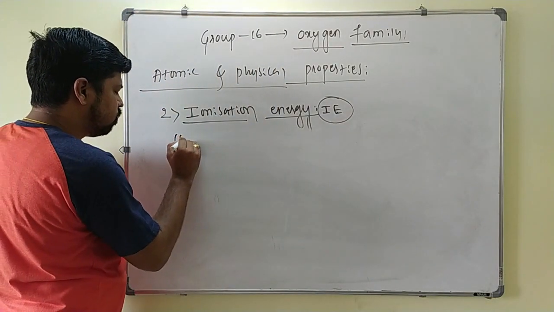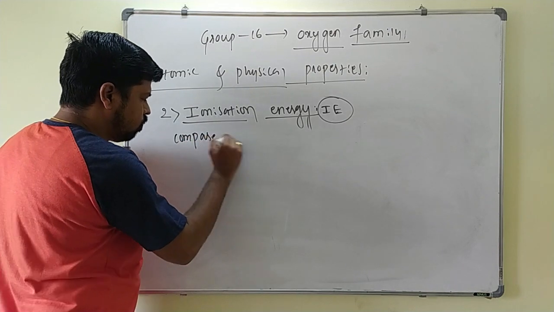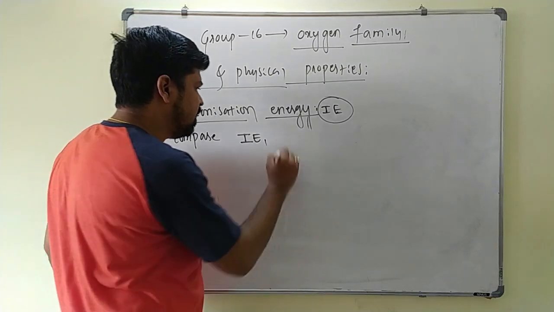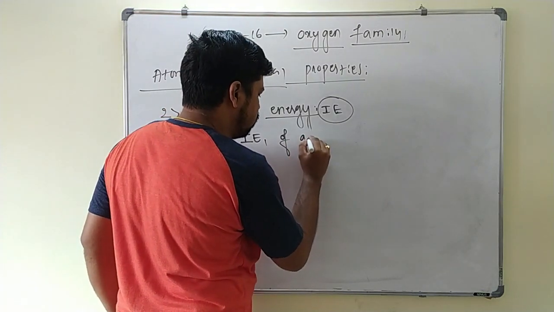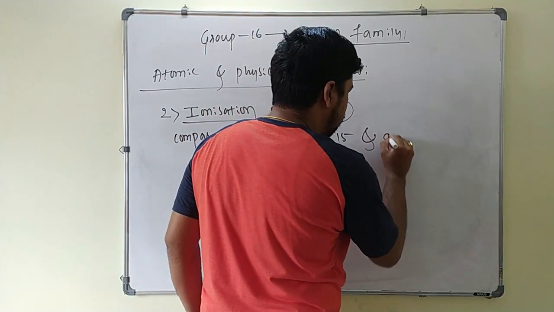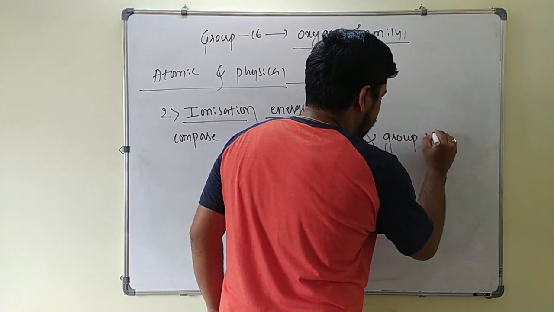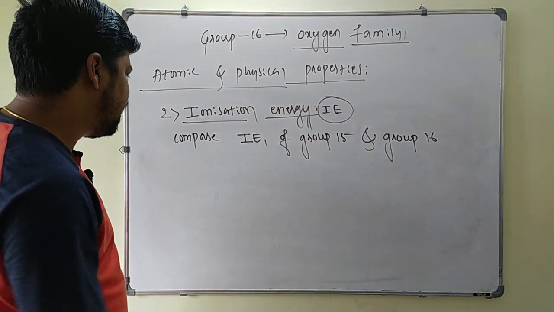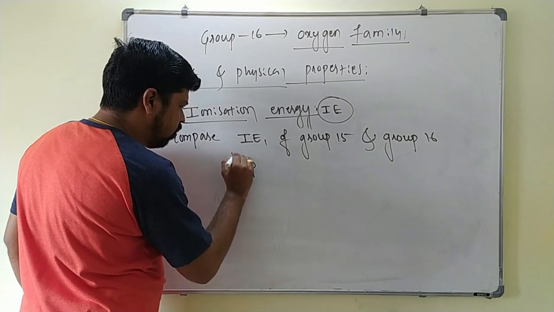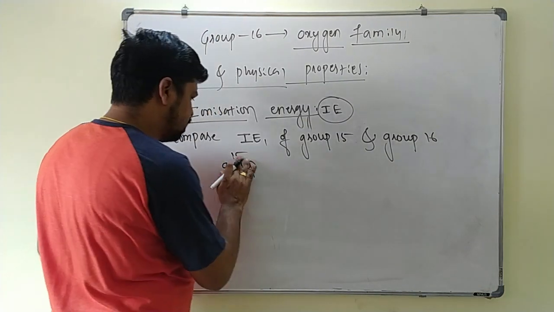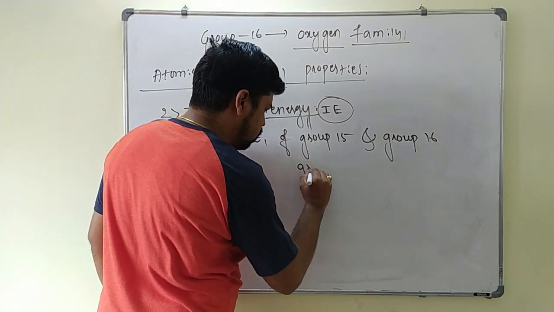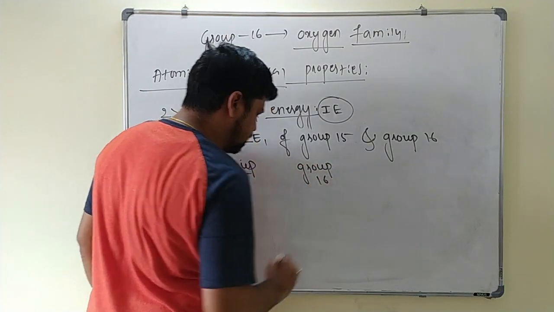Compare first ionization energy, I will write IE1. First ionization energy of group 15 and group 16. I will write group 15 element here, so that this is group 15, and this will be group 16.